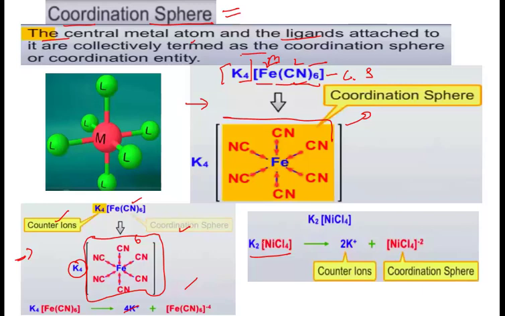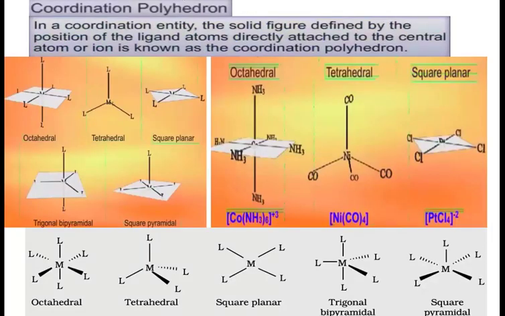K2[NiCl4] is another example. K2 will be our counter ion and [NiCl4] will be the coordination sphere, or complex ion. We have discussed this in types of coordination species, and this is the simple K+ ion. So the coordination sphere is simple: whatever is represented, the metal and ligands, collectively form the coordination sphere.